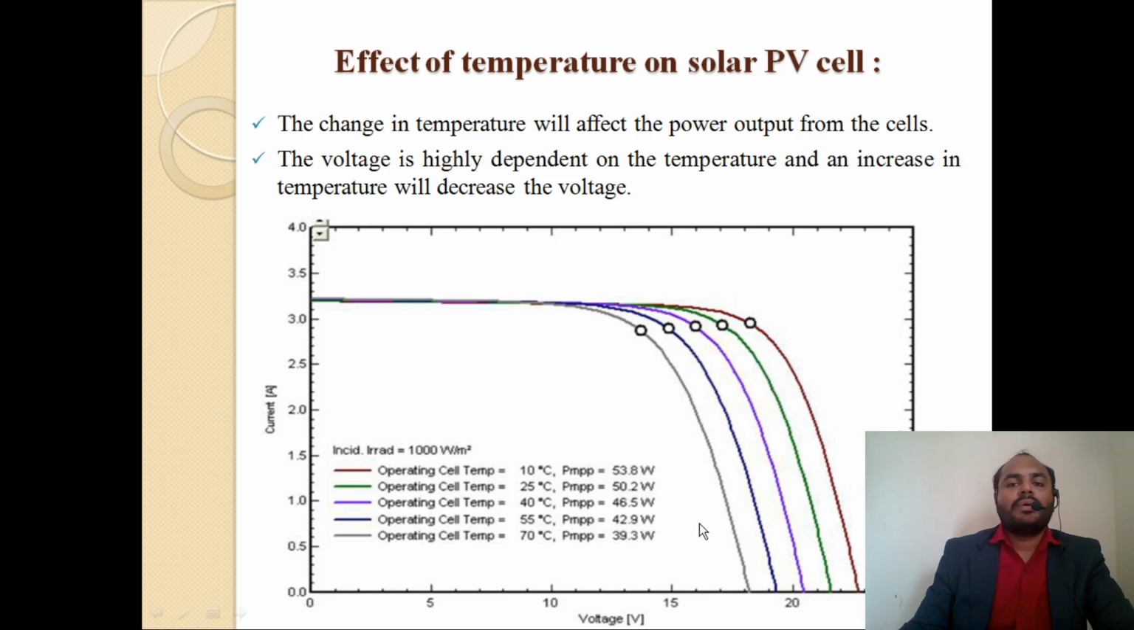So when we want to get maximum solar power from a solar panel, it is very important at which temperature we are placing the solar panel.